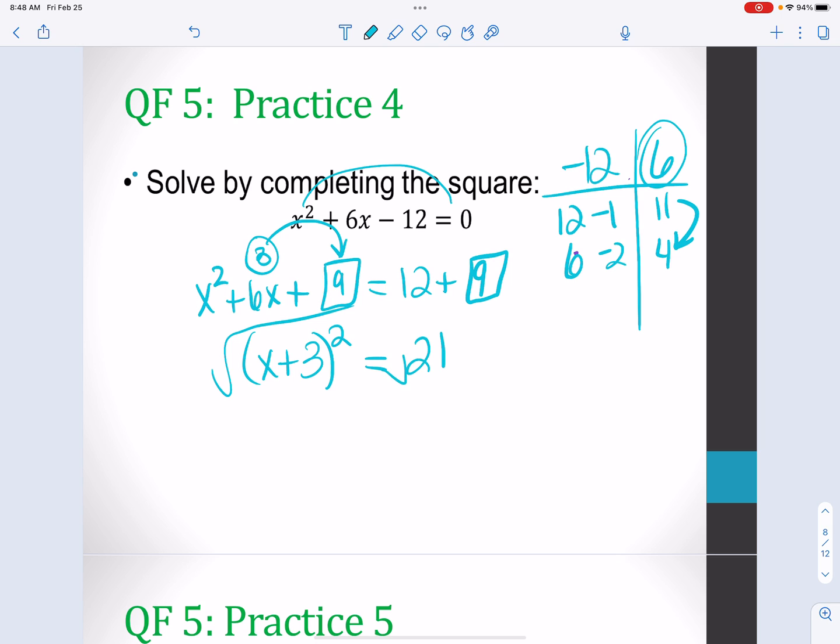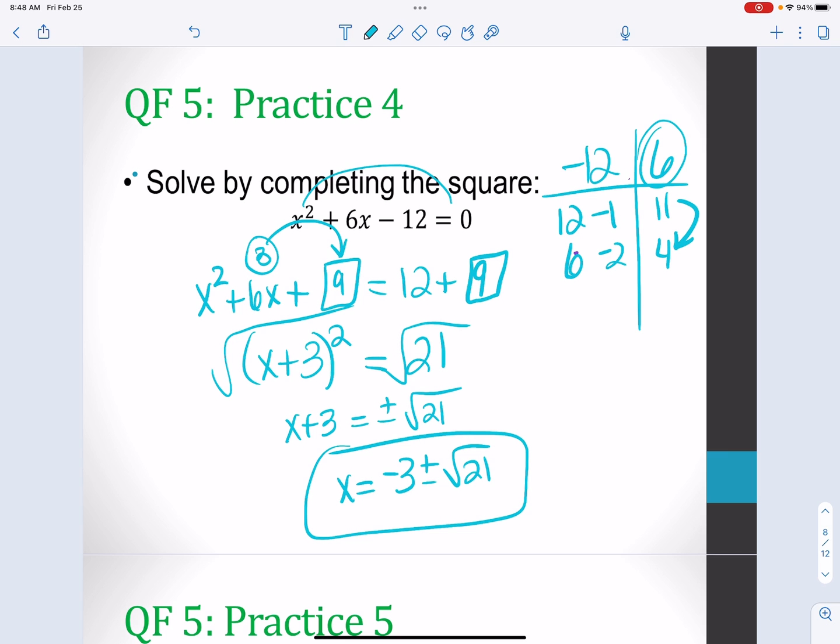So I would square root both sides. So I'd have x plus 3 equals plus or minus the square root of 21. And then I subtract the 3. And so those are my 2 answers. And you can't get those by factoring. Okay, you can get them by completing the square or by the quadratic formula, and you are going to have to be able to do both in the future. So we will go over both.